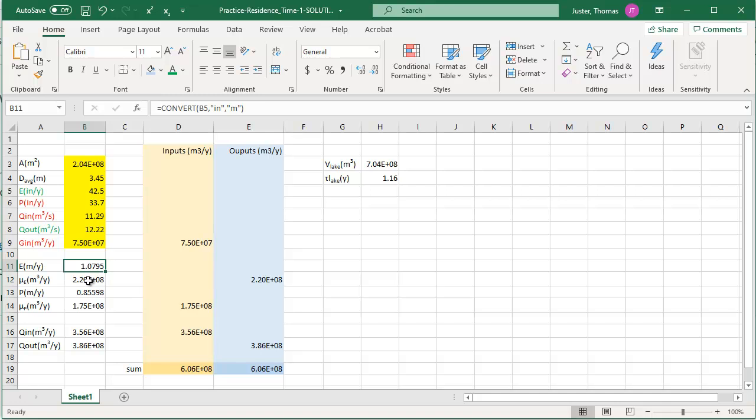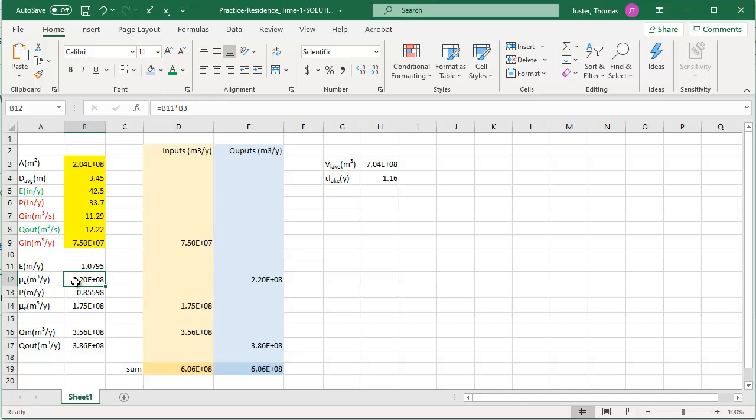I want to make it clear that all these terms have to be in volume per year. So I'm going to use mu sub E. Can you read that? Mu sub E. Mu means volume per time. So mu sub E means the evaporation rate in volume per time, specifically meters cubed per year.